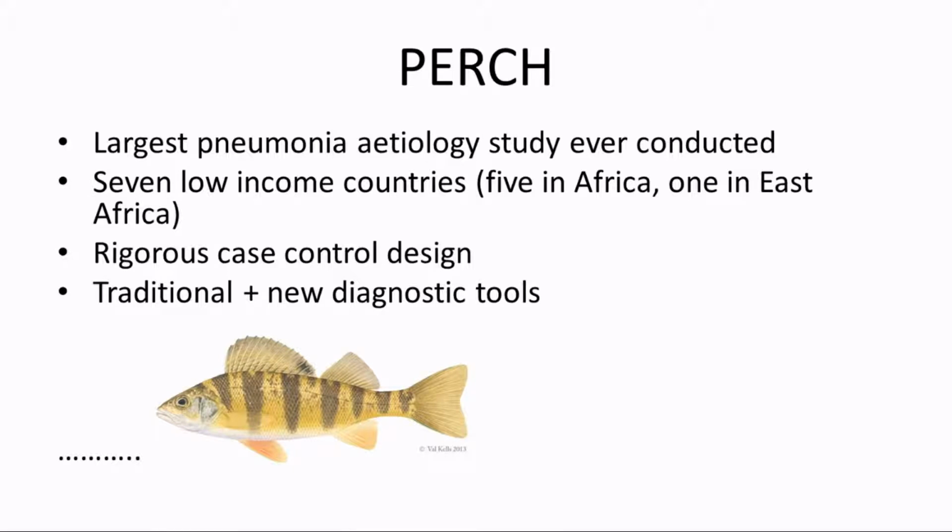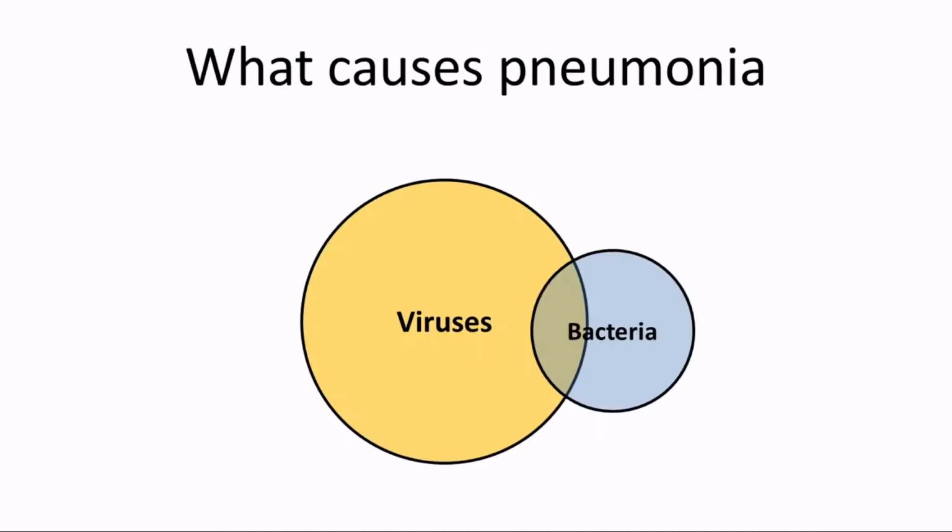Unfortunately, the results are not out yet, although there is a pilot that was published in 2012 which suggested that viral causes were more common than bacteria. So previously we thought bacteria were the most common causes of pneumonia in children, but over time evidence seems to suggest that the pattern is reversing.